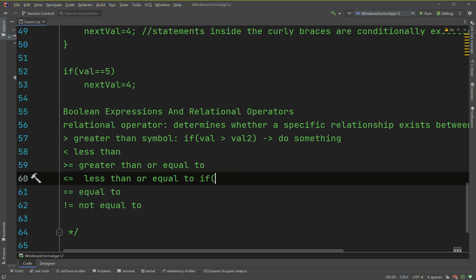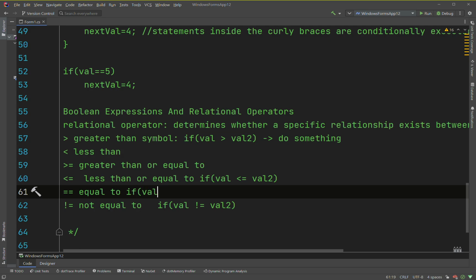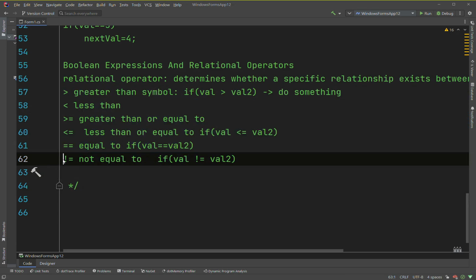So if val is less than or equal to val2, which is self-explanatory, then do something. So this is if val does not equal val2, then do something. If val is equal to, you've seen this before, if val is equal to val2, then do something. So pretty easy to remember. The last one might need you to just practice that one.